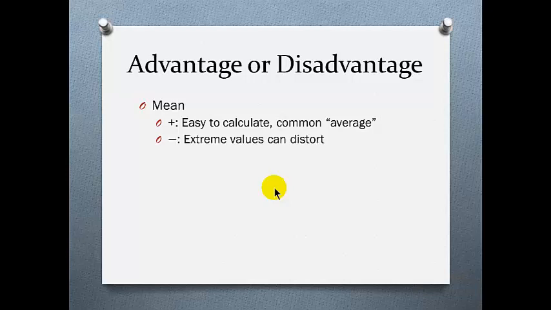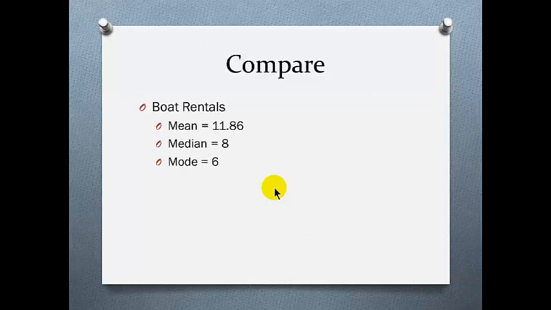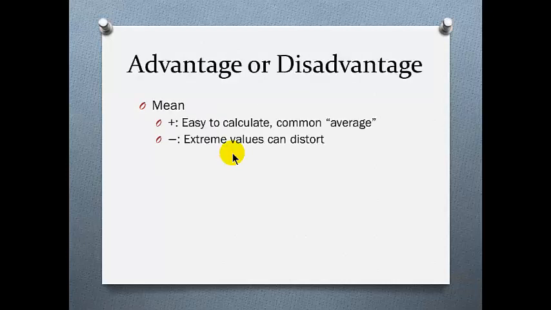The disadvantage of the mean, the negative, is that an extreme value can distort the value. If you remember going back to our results, the mean was much higher than the median because on the weekend I had a lot more boats being rented than on the weekday. An extreme value can distort the mean and make it seem bigger or smaller than a real center would be. So what about the median? Well, the advantage of the median is it's not affected by extreme values. It's only affected by how many are above and below the middle value.